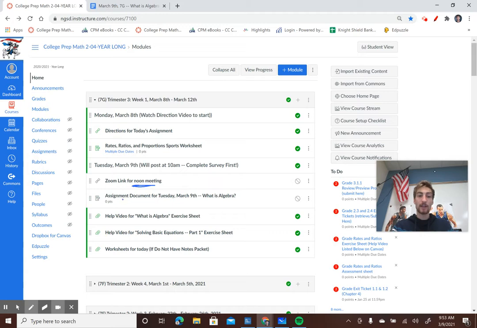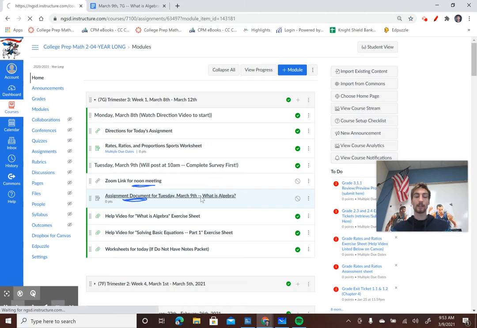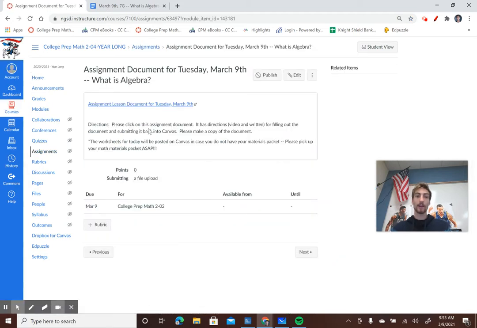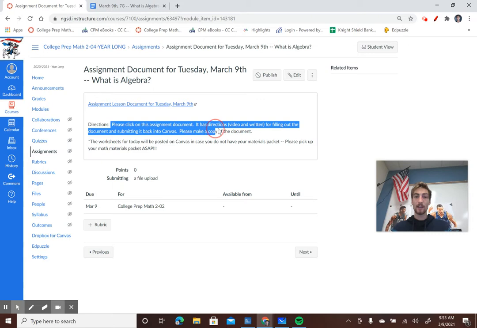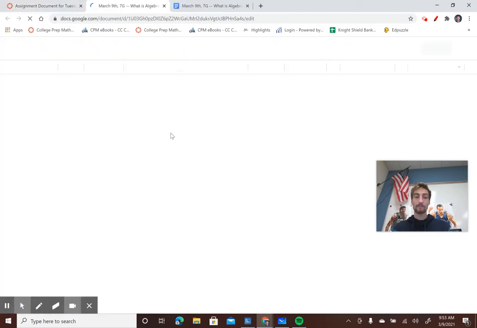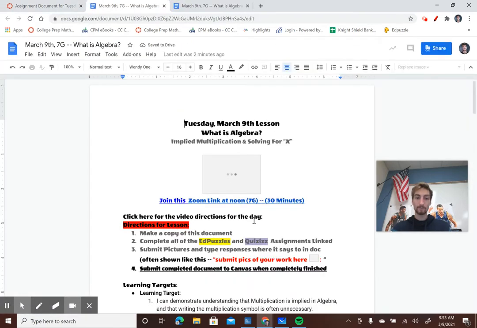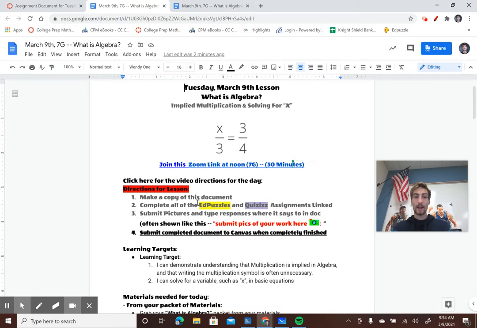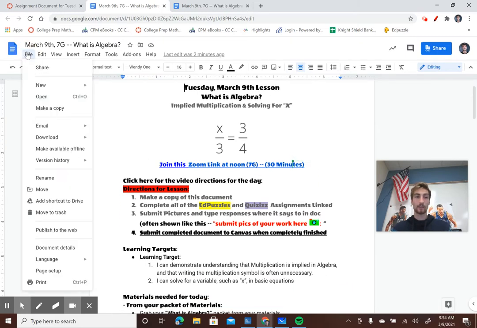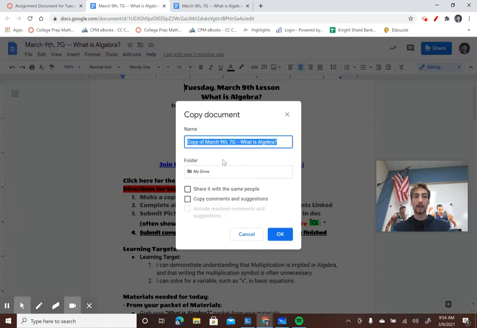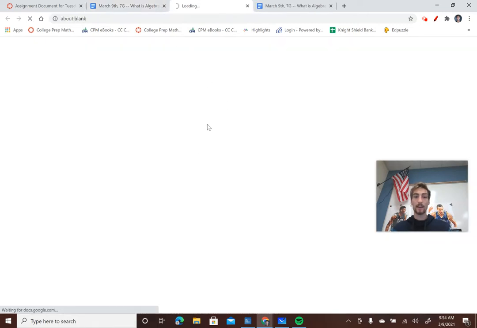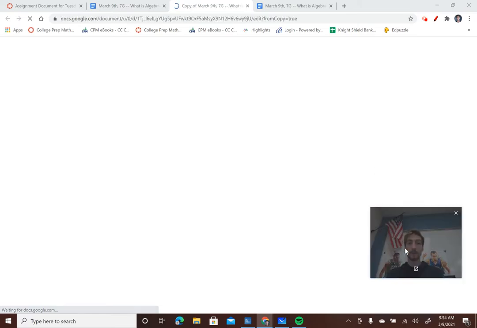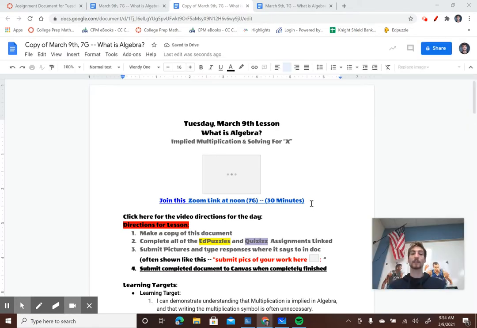And then you have your assignment document right here. What you're going to do is click here, and it gives you the directions. It says, please click on the assignment document, and it has the directions both in a video and written form inside of the doc. Once you click here, it says make a copy of this document. So you're going to go up to your left-hand corner, hit File, make a copy. Now this is your sheet. You can edit whatever you'd like to, and it doesn't affect what the class sees.